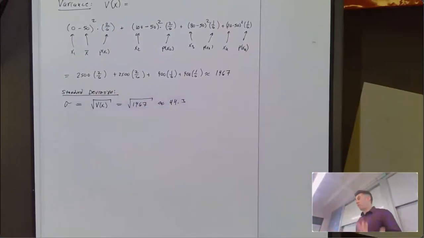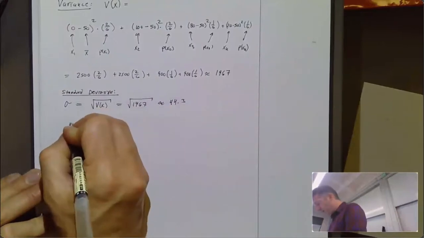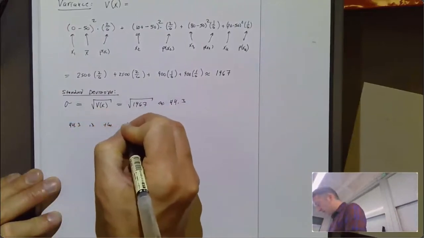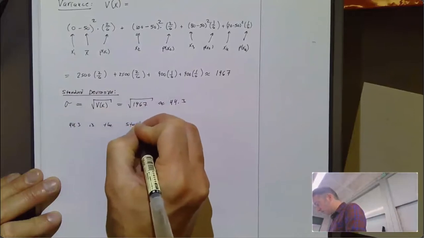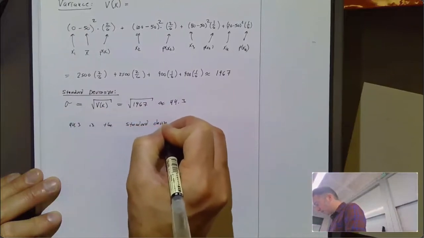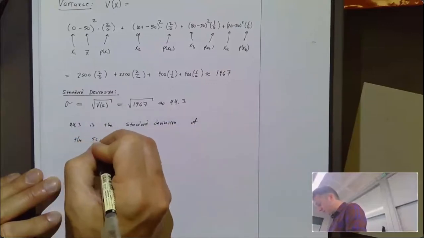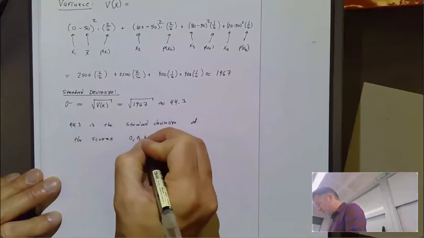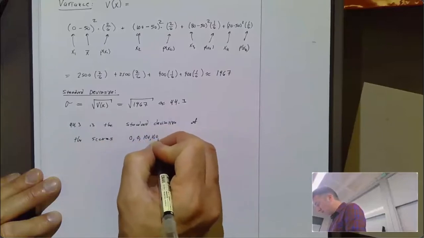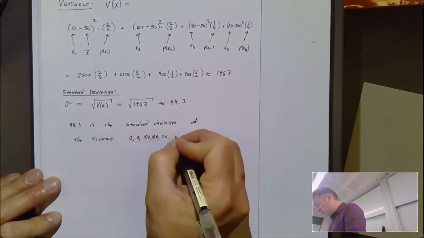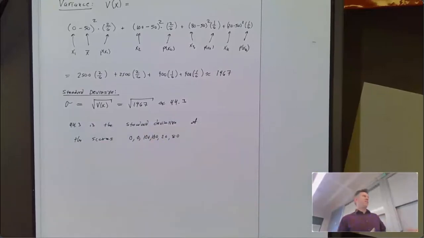And that, for our bizarre set of test scores, 44.3 is the standard deviation of the 6 test scores: 0, 0, 100, 100, 20, and 80. That seems not unreasonable. If you had bizarre test scores like that, the standard deviation would be 44-ish. That's in the realm of reasonability.